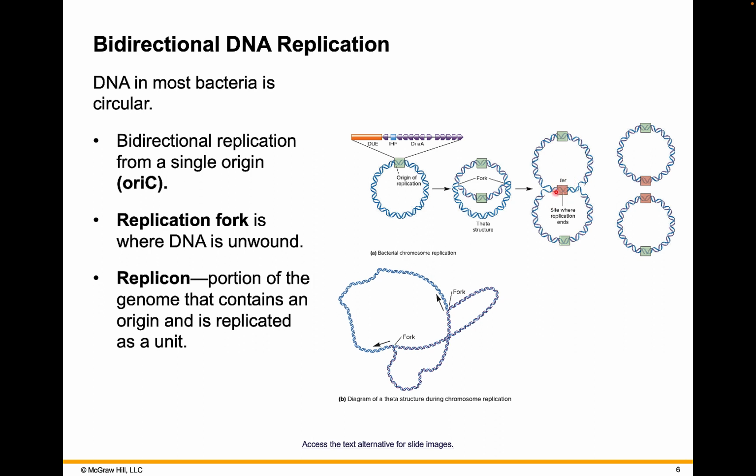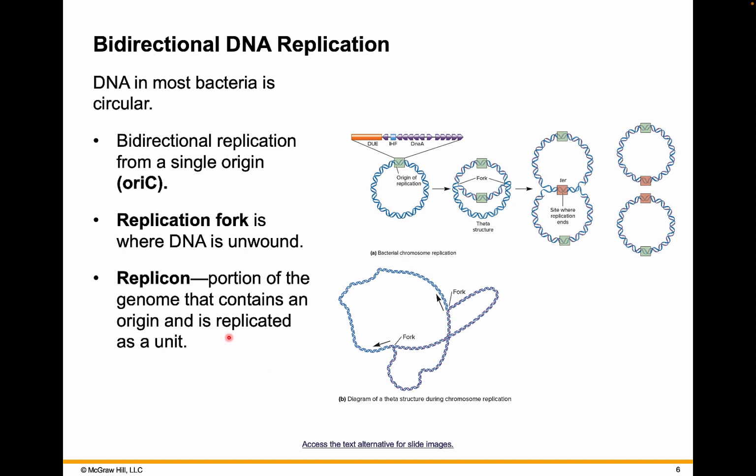And the ter site is the same for the two circles. And finally, what happens is that this will lead to the separation of the two circles, and each will have a separate origin of replication and a separate termination site. So this is the overview of the entire process, and we are going to go into the detail of that.